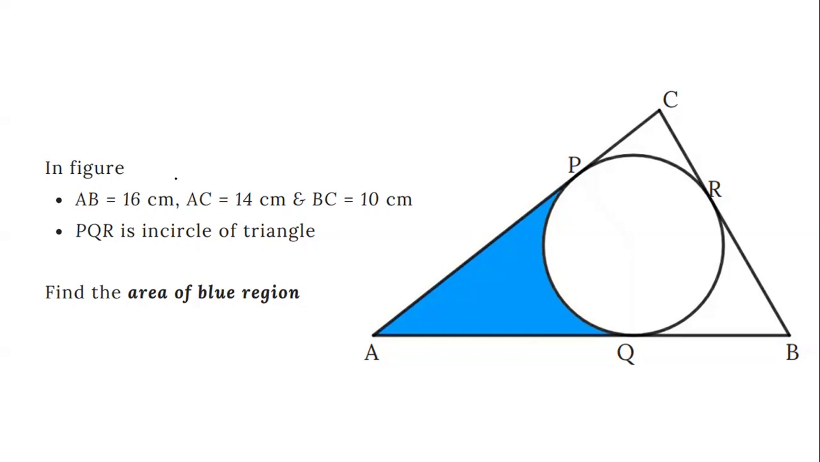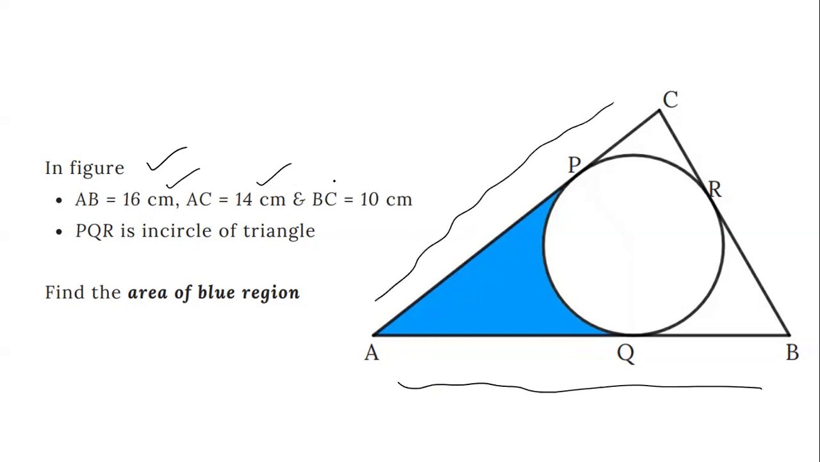In this problem it is given that in the figure AB is equal to 16 centimeter, AC is equal to 14 centimeter, and BC is equal to 10 centimeter, and PQR is the incircle of triangle ABC. Then we have to find the area of this blue region.